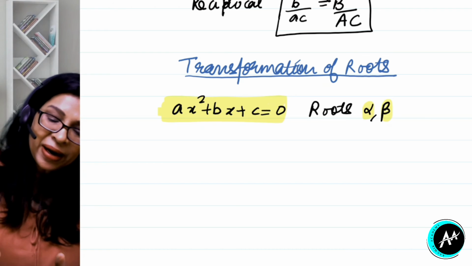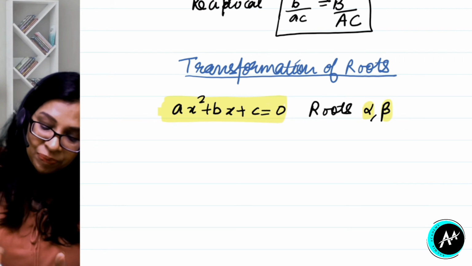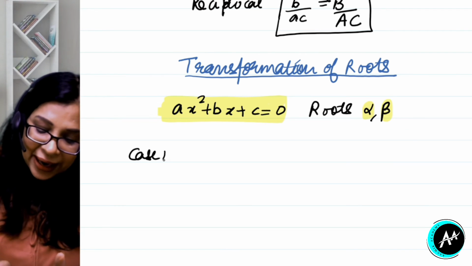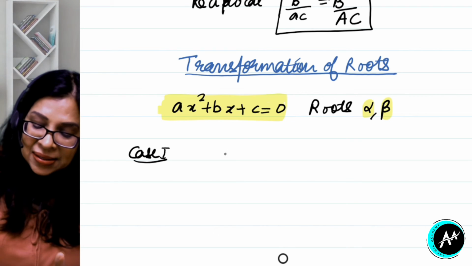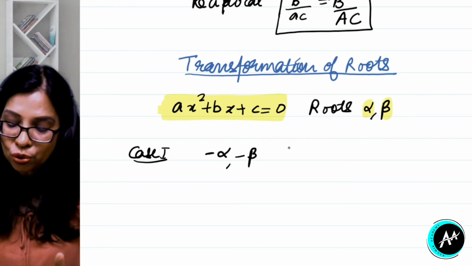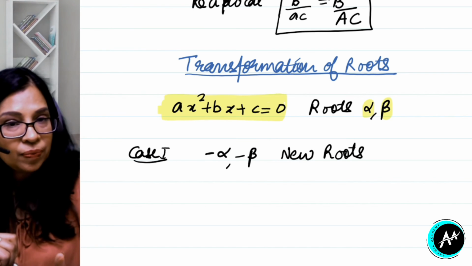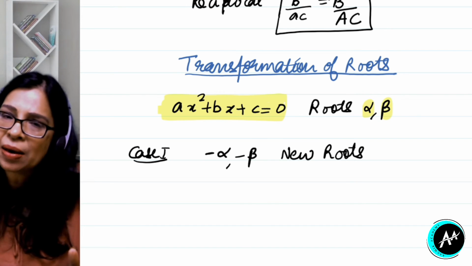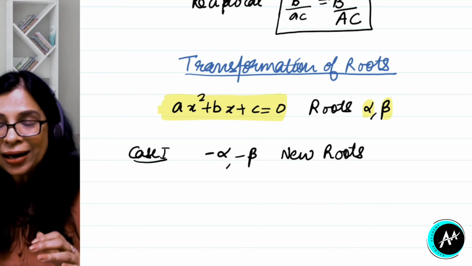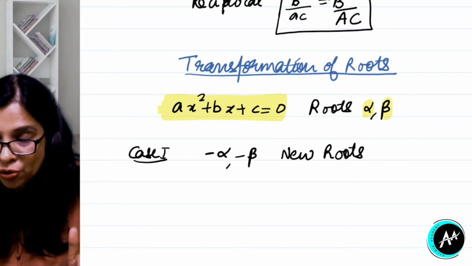Alright, so let me take the first one. Case 1 would be that if the new roots are, say, minus alpha and minus beta. These are the new roots now. So I want to see what will be the quadratic equation. Now there are two ways of doing it. One is by using sum and product of roots. Alright, I'll tell you the other method, which is the substitution method.